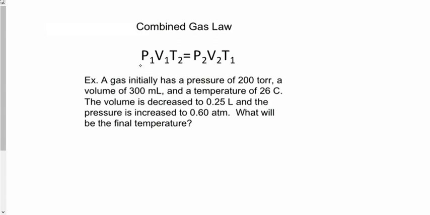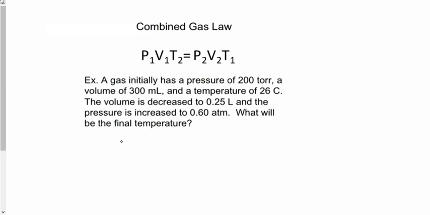So if you look at the first one here, P1 V1 equals P2 V2, that's Boyle's law. Now look at V1 T2 equals V2 T1, that's Charles' law. And then look at P1 T2 equals P2 T1, that's Guy-Lussac's law. So you see that they're all included in this one.